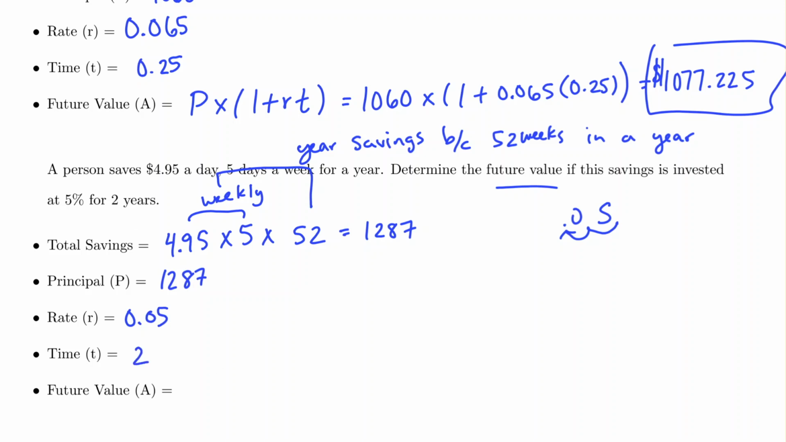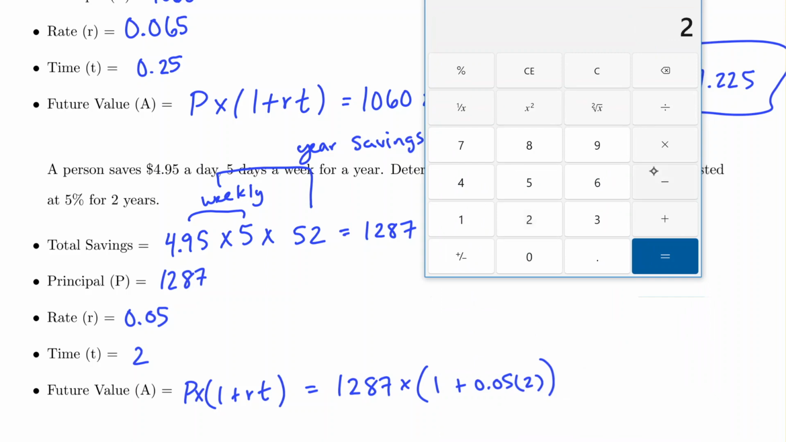So the future value from our formula above is principal times 1 plus r times t. So that's our principal of $112.87 times 1 plus the rate times the number of years. So let's calculate this in our calculator. And we should get a future value of $101,415.70.